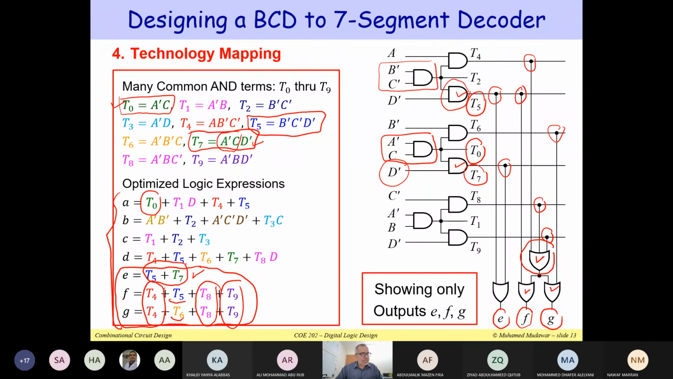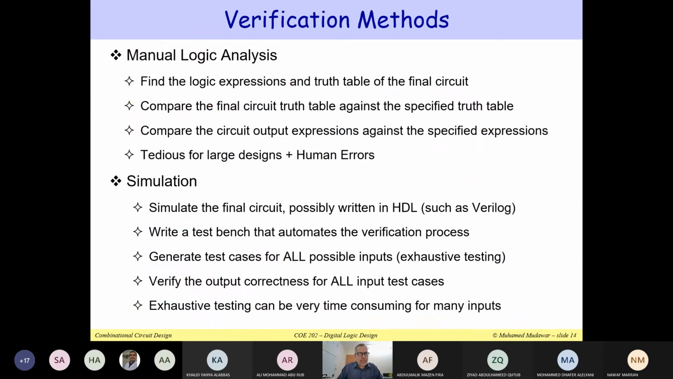What is missing? Are we done? There is step number 5: verification. Well, we have obtained equations, but how can you say for sure that this circuit is going to produce the correct output that I need? We still have to verify the correctness of this circuit. So I have the circuit, I have the equations. Please verify. This verification step is very important.